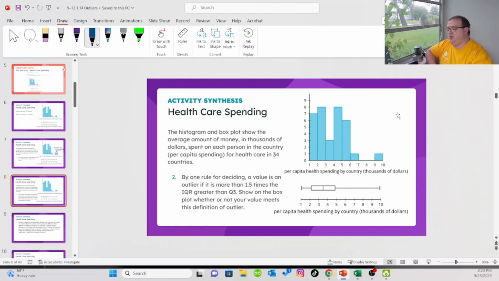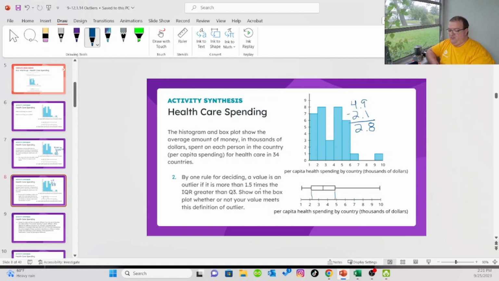Now, question 2, by one rule for deciding a value is an outlier, if it is more than 1.5 times the IQR greater than Q3, show on the box plot whether or not your value meets this definition of an outlier. So in order to find the IQR, remember that our IQR is our Q3 minus our Q1. It's how big the box is. So in this case, it's just below 5. So maybe we'll say 4.9. And it's just above 2. So maybe we'll say 2.1. So this means our IQR is 2.8.